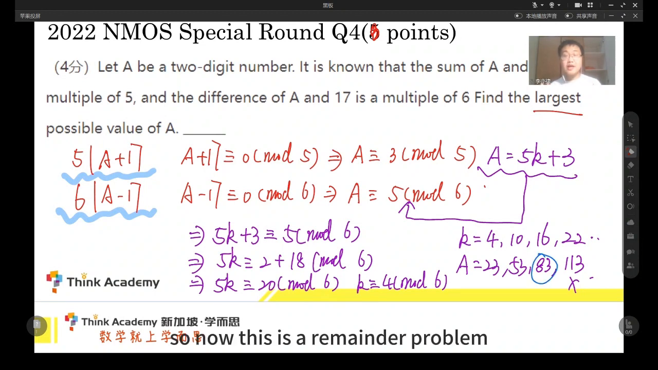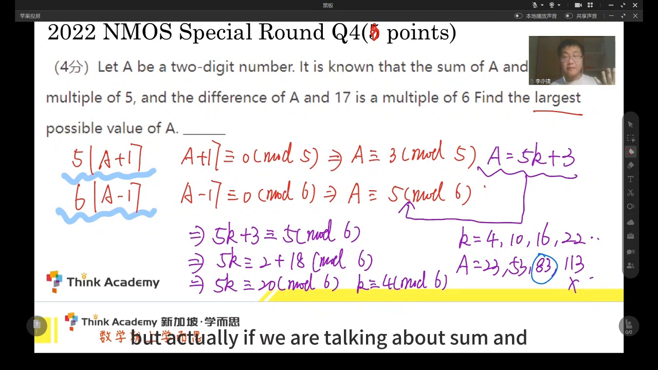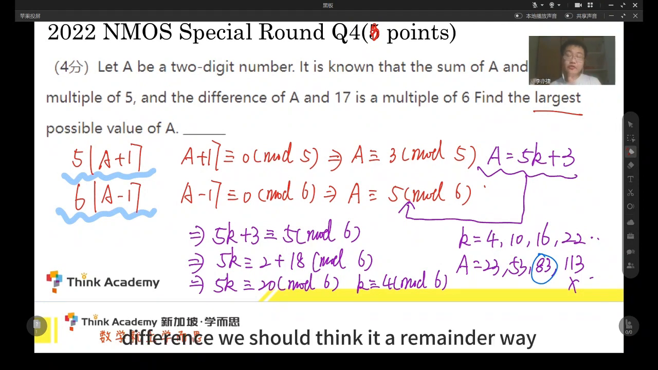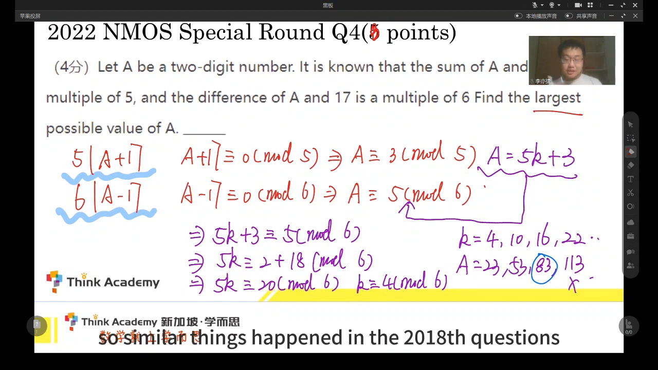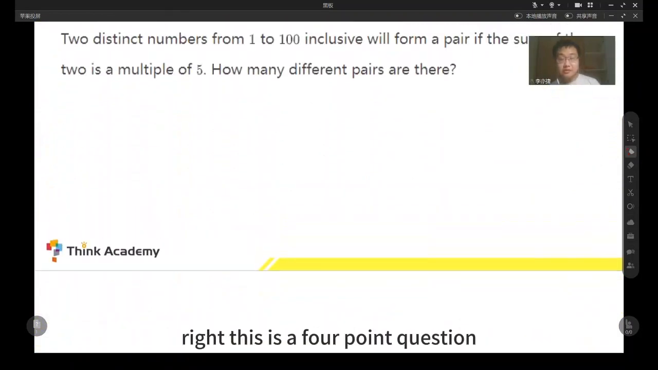So now this is a remainder problem. It looks like a multiple, it looks like a divisible problem, but actually, if we're talking about sum and difference, we should think it a remainder way. So similar things happened in the 2018 questions, right? This is a 4-point question.